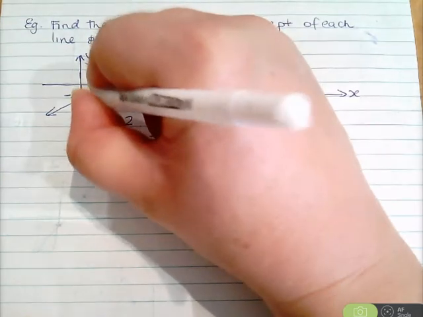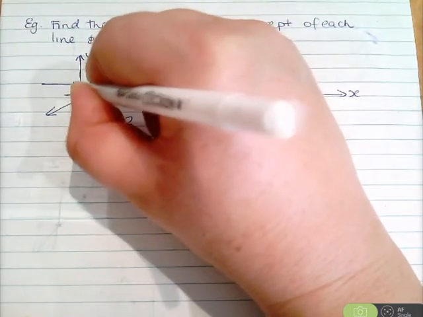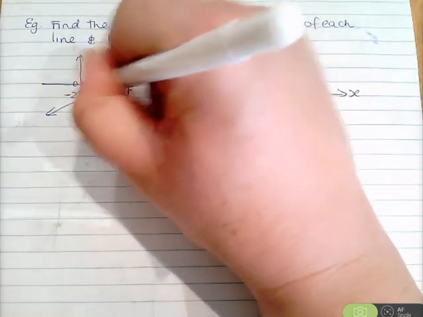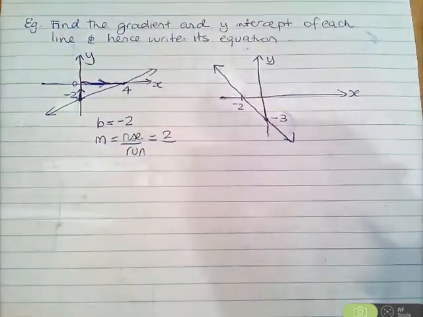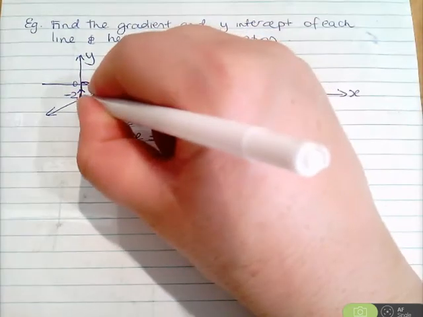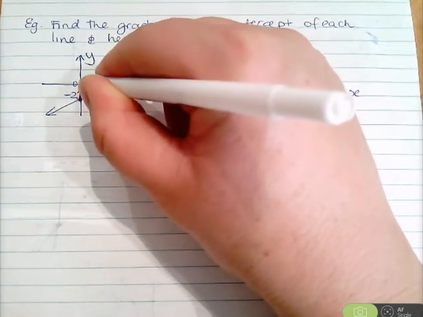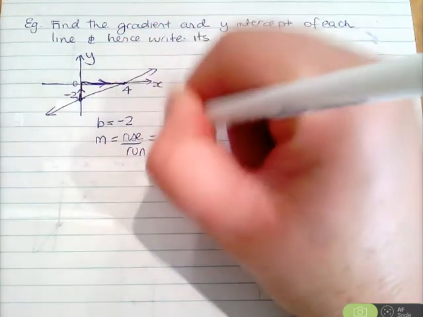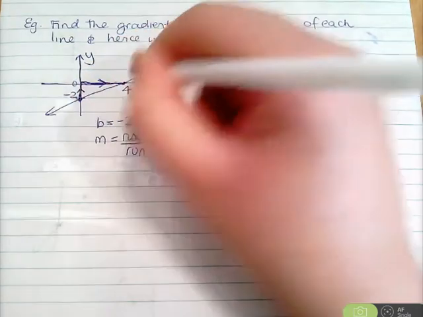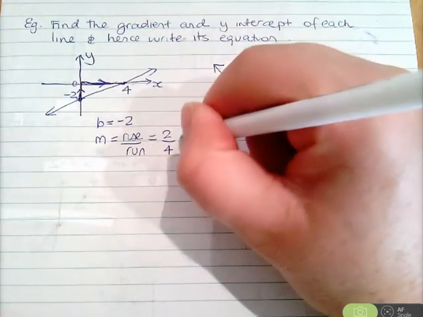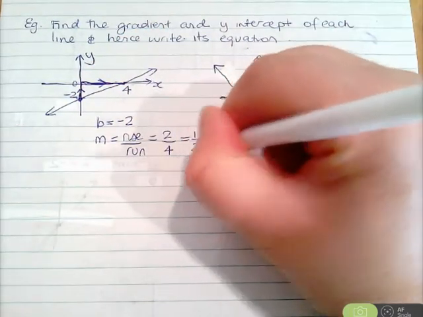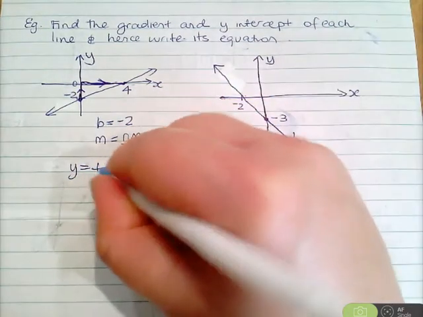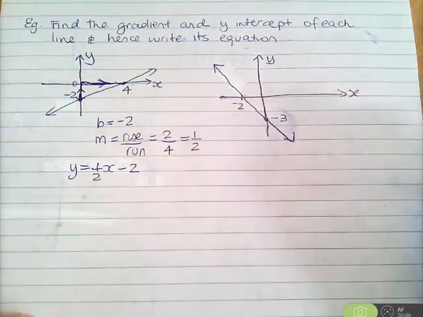We're going up from negative 2 to 0, so that's going up 2, and we're running across 4. Now, I always like to start at the bottom point. So we're rising up 2, because to go from negative 2 to 0 is going up 2, and running across 4. Now, going up is positive, and going to the right is also positive. So my gradient is 2 over 4, which simplifies to 1/2. So therefore, my equation is y equals 1/2 x minus 2.